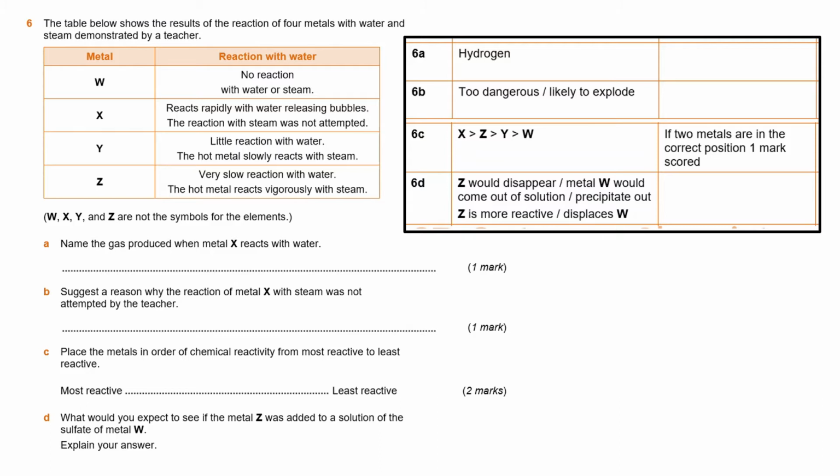For 6d, Z would disappear. Metal W would come out of the solution, precipitated out. Z is more reactive. It displaces W.